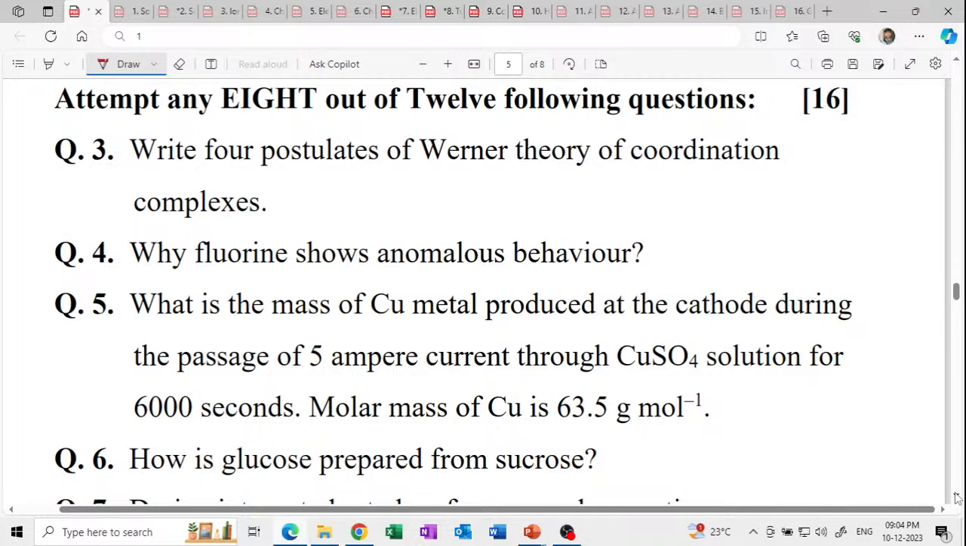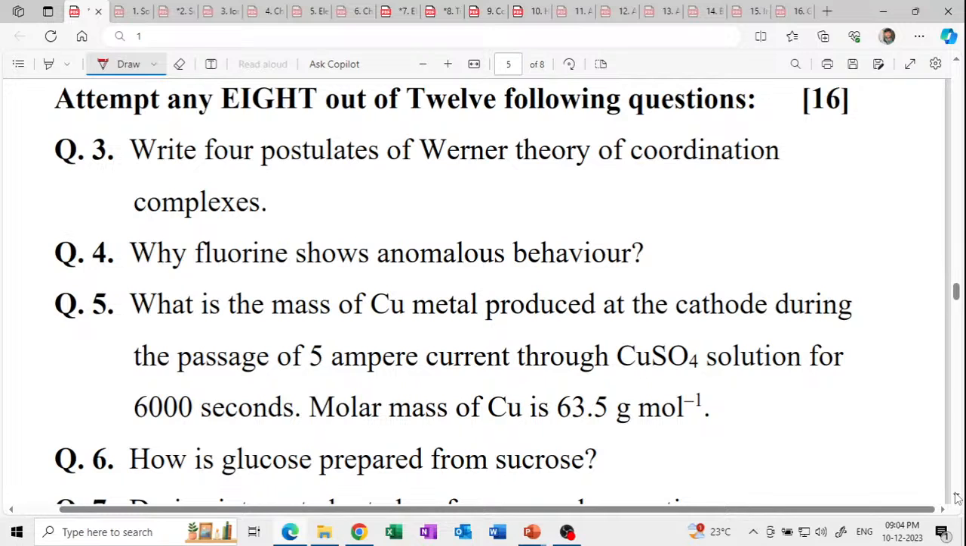Get it? And then this is represented as the primary and the secondary sphere. So you should write only four postulates. Get it? So this is the question: four postulates of Werner theory of coordination complexes. This is a very important question. This is from the coordination compounds.